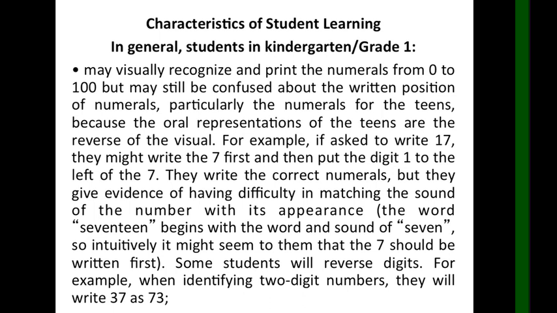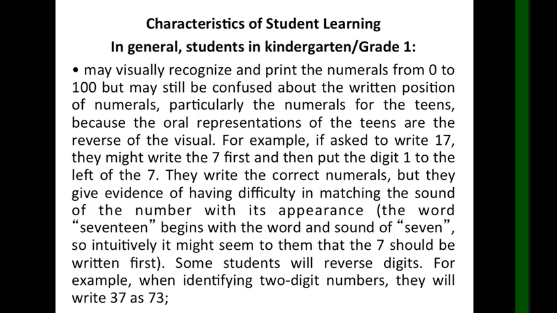100, but may still be confused about the written position of numerals, particularly the numerals for the teens, which are 13, 14 to 19. Because the oral representations of the teens are the reverse of the visual. For example, if asked to write 17, they might write the 7 first and then put the digit 1 to the left of the 7.